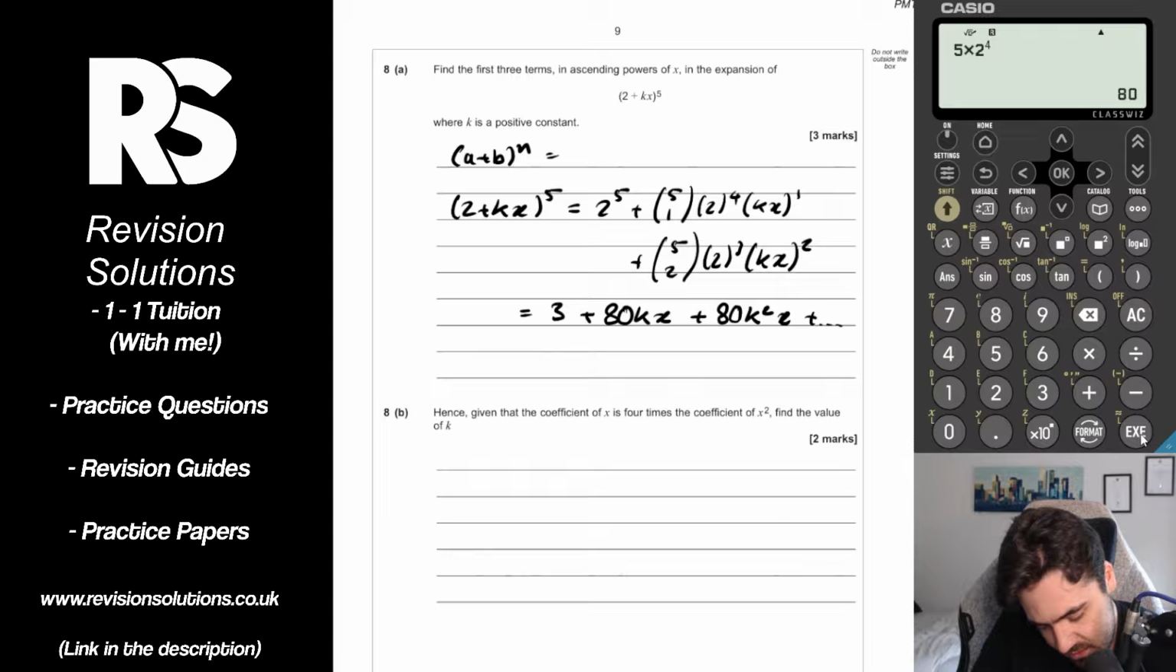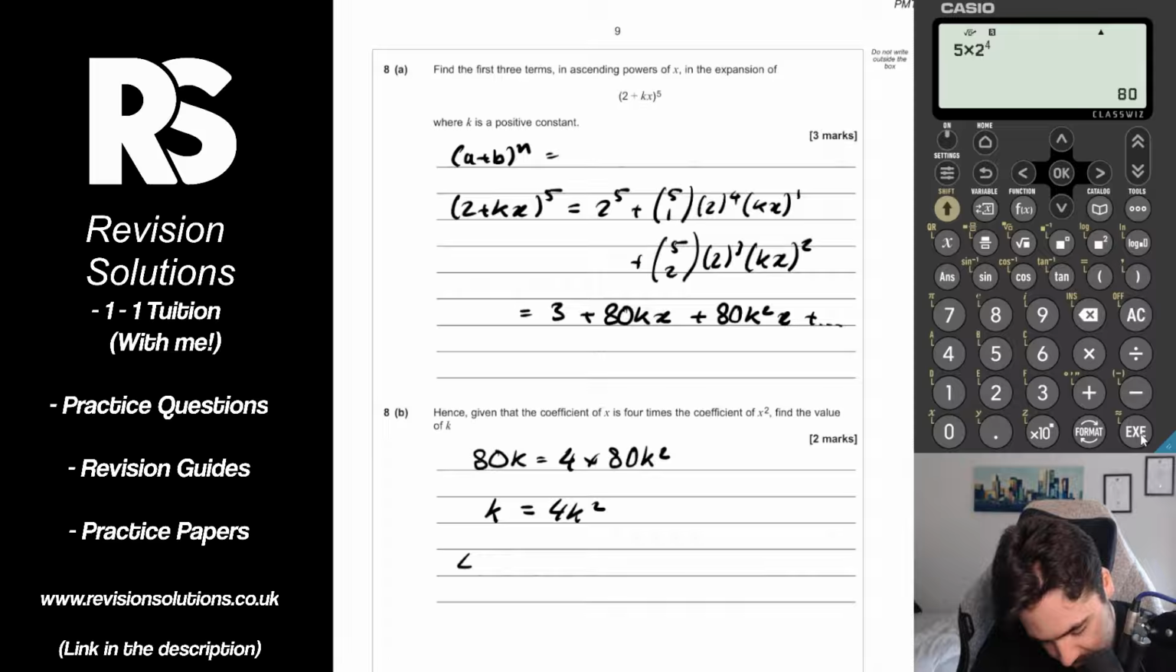Then it says, hence, given the coefficient of x is 4 times the coefficient of x squared, find the value of k. So the coefficient of x is 80k. And they're saying that's 4 times the coefficient of x squared, so 4 times the 80k squared. So that's actually a quadratic in k. First off, let's cancel a factor of 80, we can cancel, can't we? So that would be k equals 4k squared. Then we'd have 4k squared minus k equals 0.